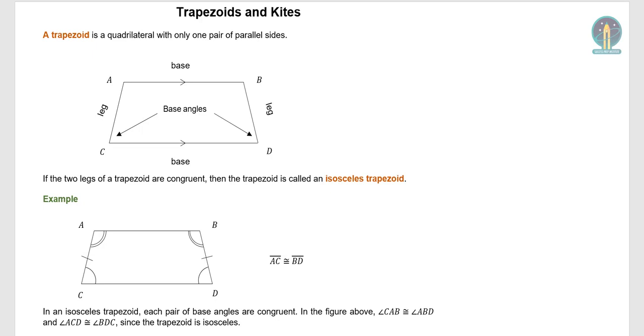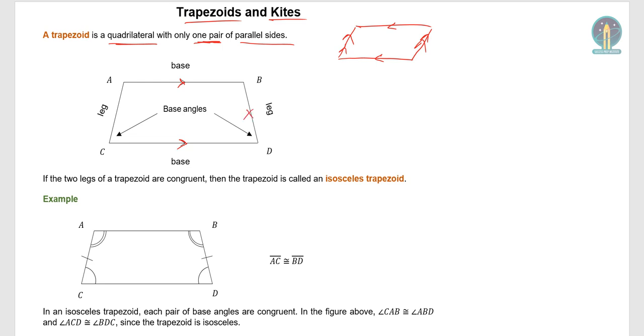In this concept, we're going to talk about trapezoids and kites. A trapezoid is a quadrilateral with only one pair of parallel sides. So while a parallelogram had two pairs of parallel sides, right? So parallel, parallel, parallel, parallel. A trapezoid only needs to have one pair of parallel sides.